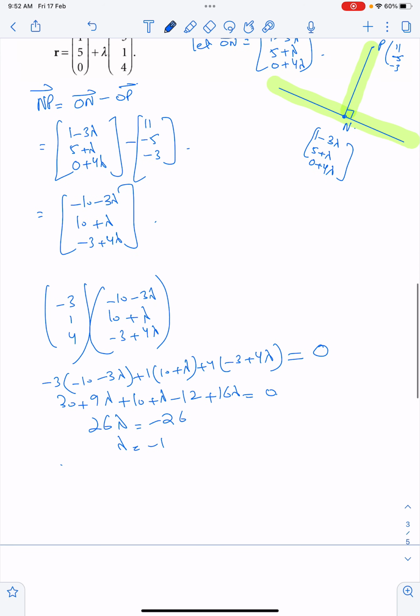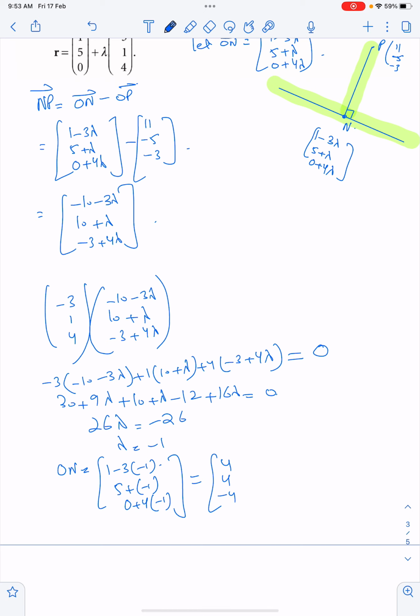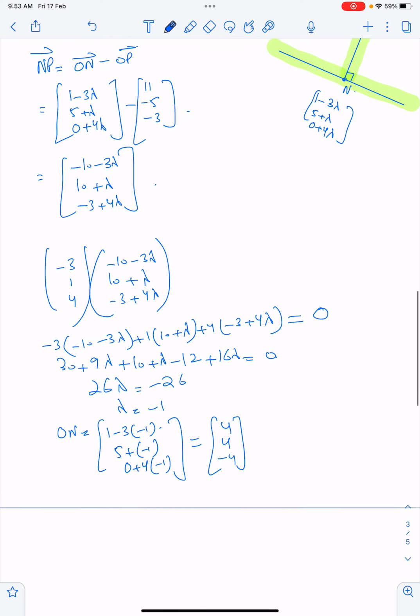Now I have ON with me, which is 1 minus 3 into -1. I'm plugging in the value of lambda in place of lambda. 5 plus -1 and 0 plus 4 times -1. So this has become 1 plus 3, which is 4. 5 minus 1 is also 4, and -4 here. So I already have ON with me.